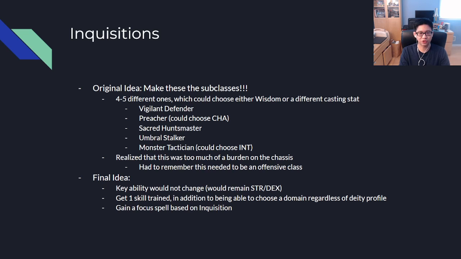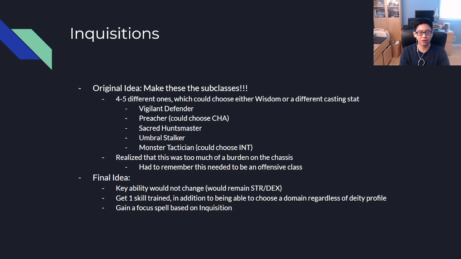So I kept key ability score as Strength or Dex, and I made the Inquisitions give skill training, a focus spell, and I also opened up their domains. My initial plan for some of the Inquisitions was to give them a domain spell at level 1. And I realized this didn't make much sense because some of the Inquisitions would be getting their own focus spell, a new unique focus spell that I designed, whereas some of them would be getting domains that already existed. And this also proved to be weird, as I wanted them to have either all new or all borrowed. So I decided to go with all new.